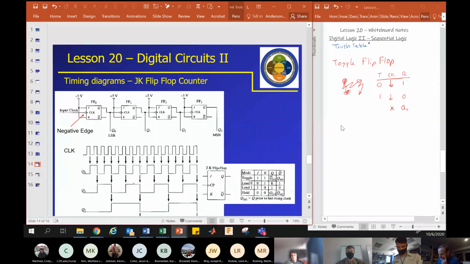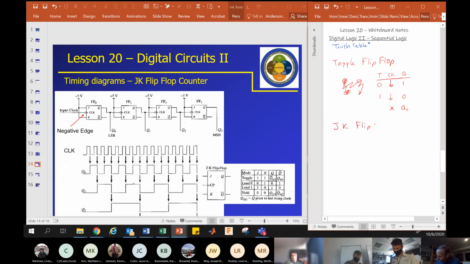Okay, so the next device is a version of a toggle flip-flop. It's known as a JK flip-flop. So this is a circuit that's composed of several JK flip-flops, but let's just talk about the JK flip-flop for now. Its truth table is shown right here.